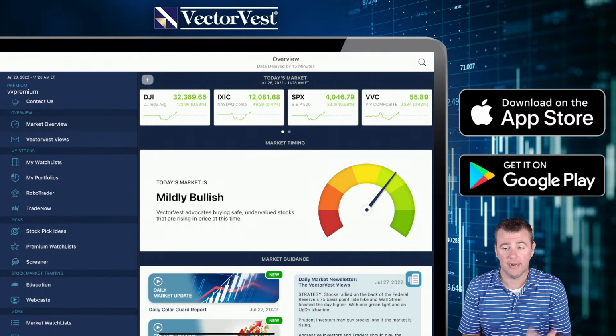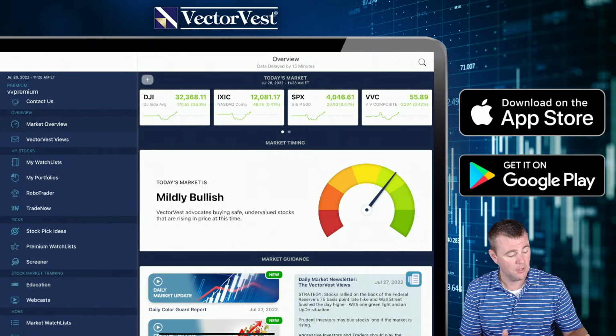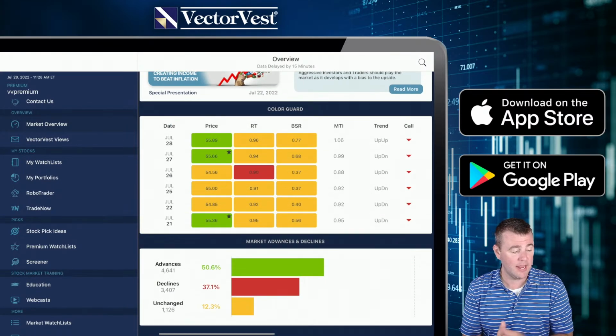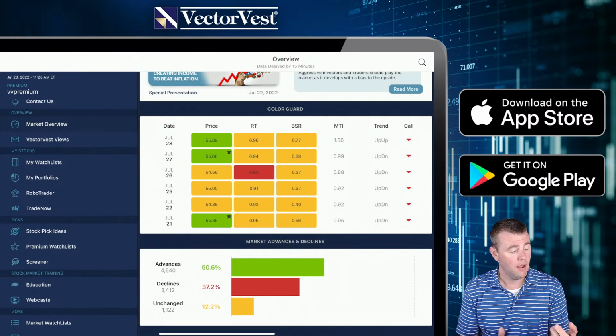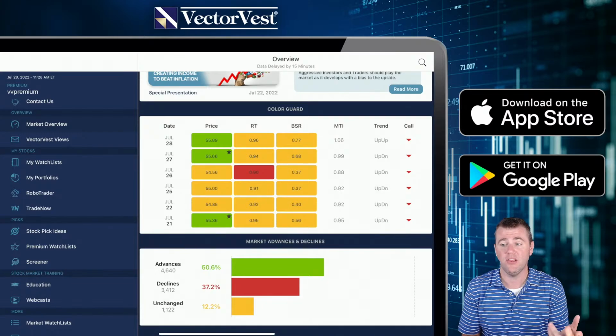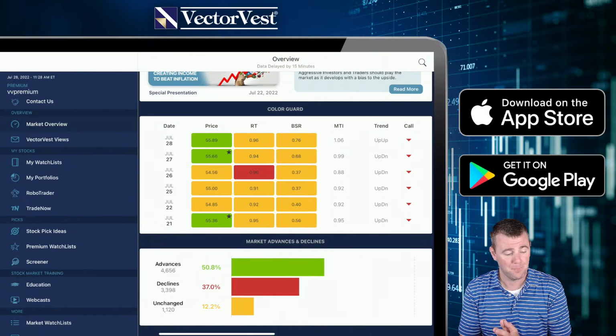Therefore, the market is still mildly bullish, and VectorVest advocates buying safe, undervalued stocks that are rising in price at this time. If we scroll down, we see that green light coming from the price column. We're now higher day over day and week over week. RT is now higher day over day and week over week, but we need to see the RT and buy to sell ratio cross above that level of 1 before we see those green lights showing up there.